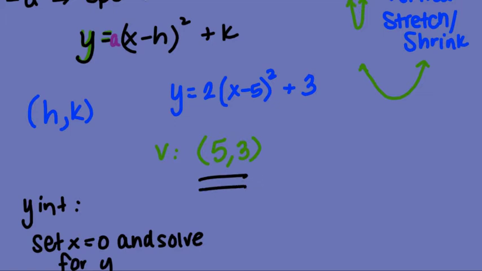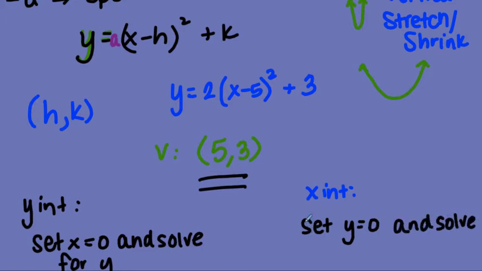And then to find the x-intercepts, we set y equal to 0 and solve. And usually the easiest way, if it's in vertex form, is to use the square root method, meaning isolate your square and then take the square root of both sides. So I'm not going to go through that in this video. I just wanted to talk about the equivalent forms of a quadratic.